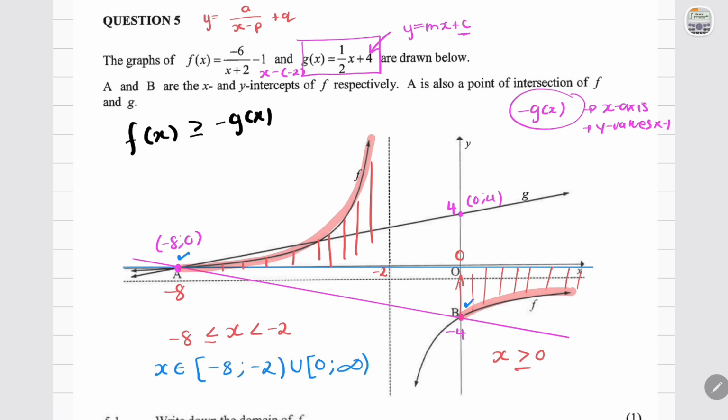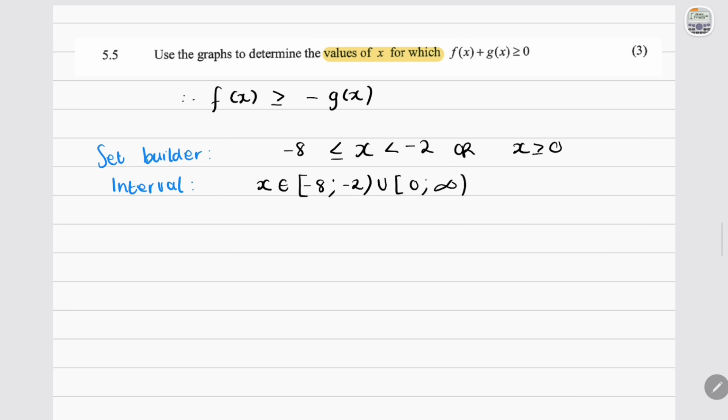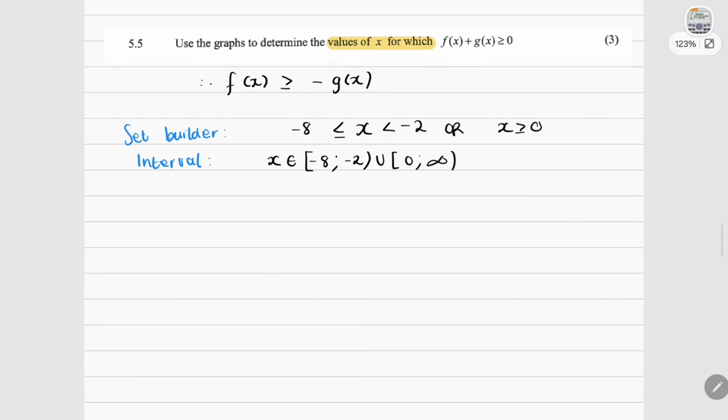So these are the two ways you can write it. Like this, then you say or, and of course put that one as well. And then you could also write it like this, and that's fine. So these are answers. You can write it in set builder notation or interval notation, and that's fine.